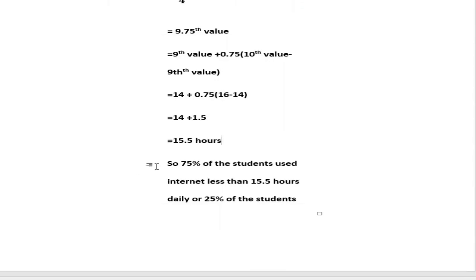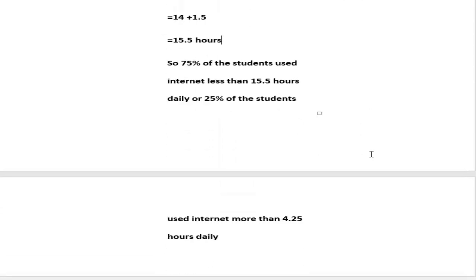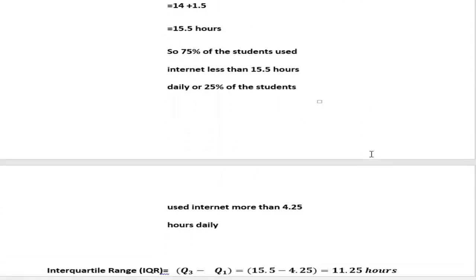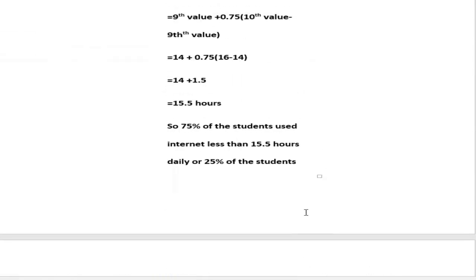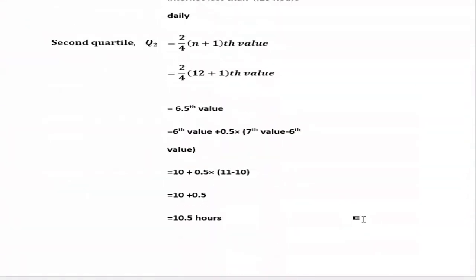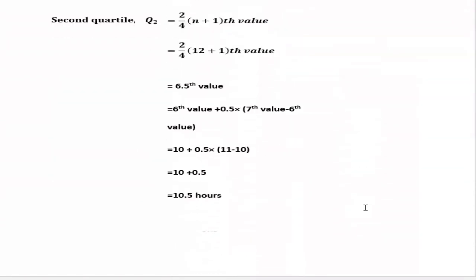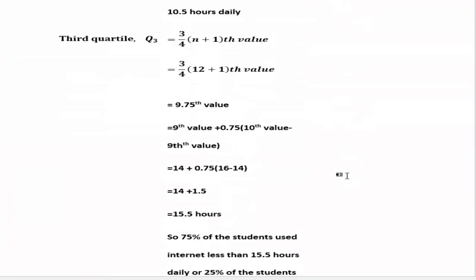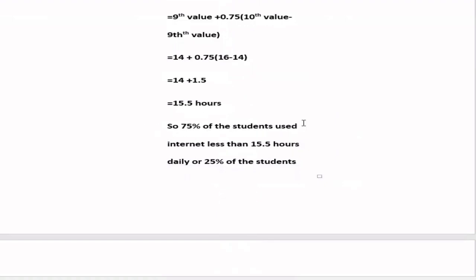So from the definition, we already know for the third quartile that 75% of students use the internet less than 15.5 hours daily, or 25% of students use the internet more than 15.5 hours daily. So these are the quartiles we got. The first quartile, we got 4.25 hours. The second quartile, we got 10.5 hours. And the third quartile, we got 15.5 hours.